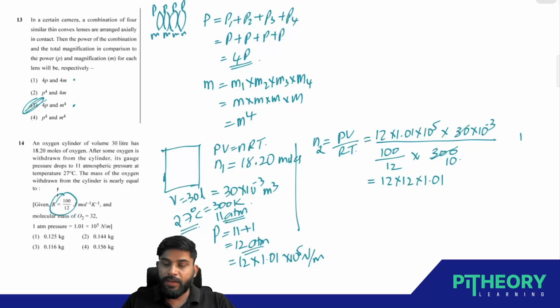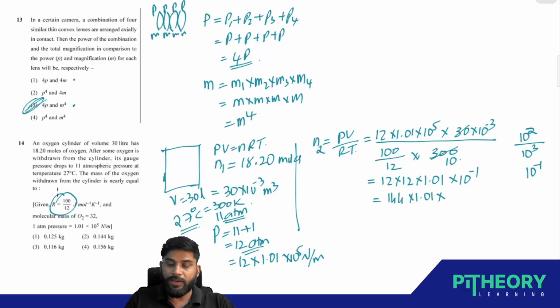In the numerator, we have 10 to the power 5 minus 3, which is nothing but 10 to the power 2, correct? And in the denominator, 1, 2, 3 zeros are the 10 to the power 3. So you'll be getting 10 to the power minus 1. Very simple relation. So you'll be getting 144 into 1.01 into 10 to the power minus 1. Okay, we have to solve this.